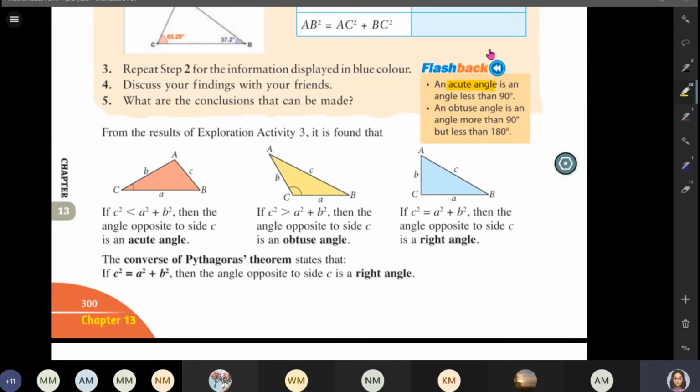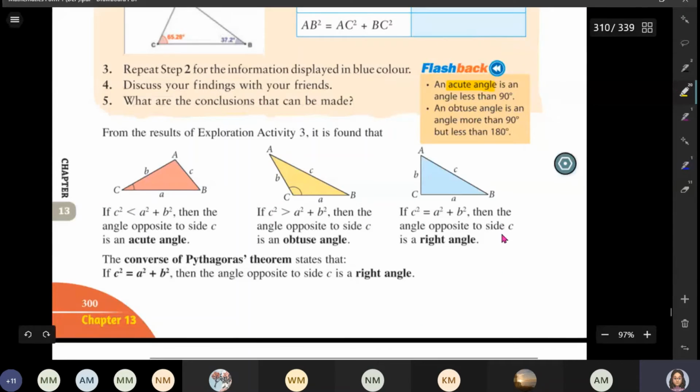Okay, if you still remember, look at my screen. So for acute, this is the right angle, the L shape. Acute is small like this. Obtuse is bigger, greater than 90 degrees. So you have to remember, reflection is like this. Do you still remember the teacher did this in class? Okay, so back to our screen.